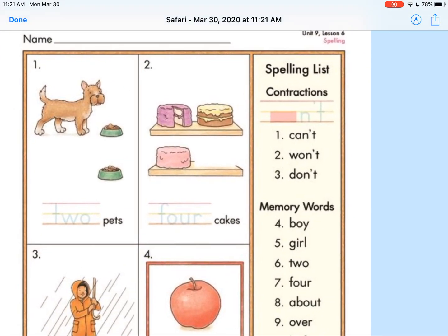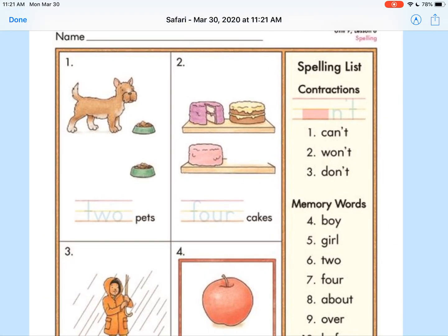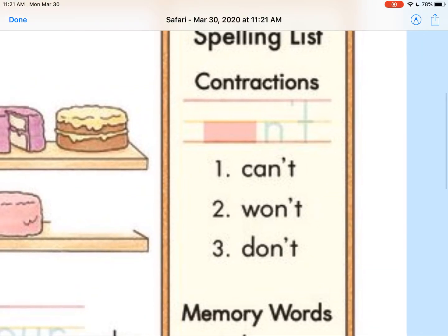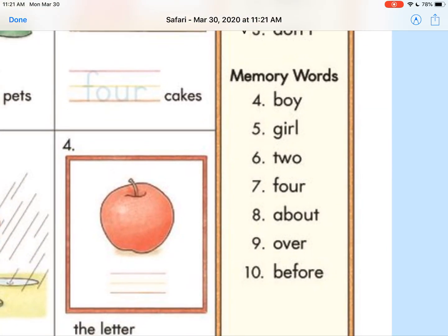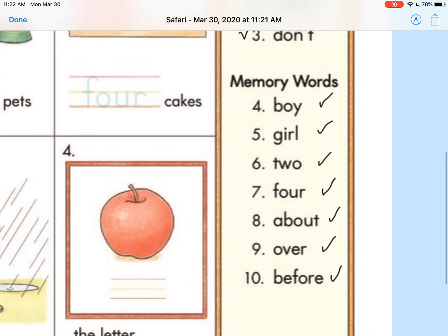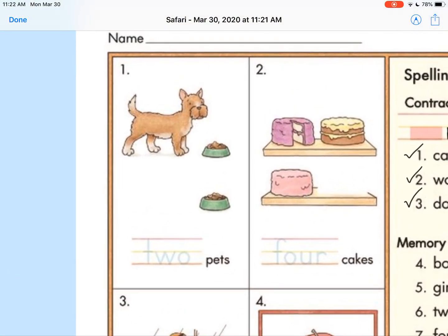Here we go. So these are the spelling words for this week. We have the 3 contractions, which follow the pattern rule of n apostrophe T. And that's all you need to trace right there. We have can't, won't, don't. All right. The rest of the words this week are memory words. We have boy, girl, to, for, about, over, before. So now let's look at these over here.